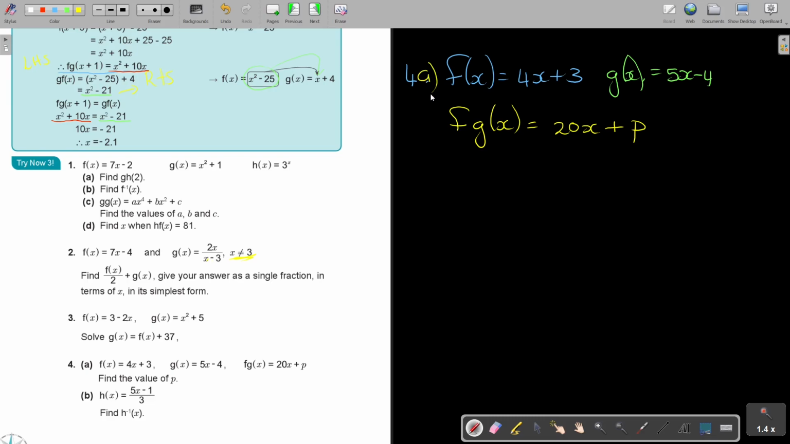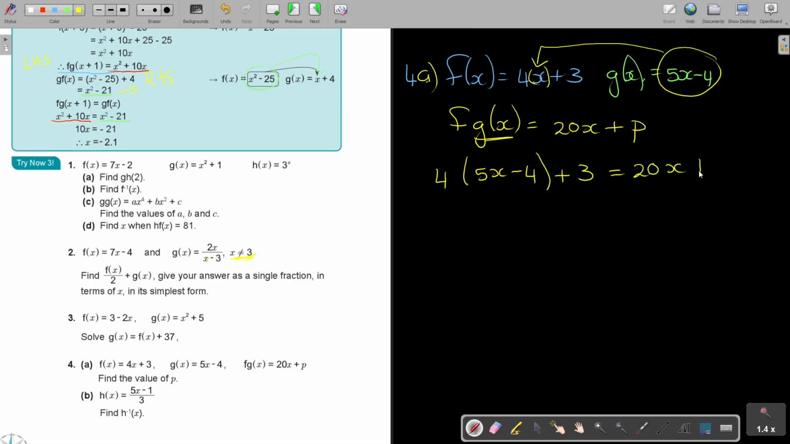So this is now number A. So let's just go. I'm going to take g, and I'm going to throw it in f in the place of x. So I'm going to find 4 times (5x minus 4) plus 3, and now the statement 20x plus p. Okay, so let's just simplify this. So this is going to be 20x minus 16 plus 3. And that's going to be equal to 20x plus p.